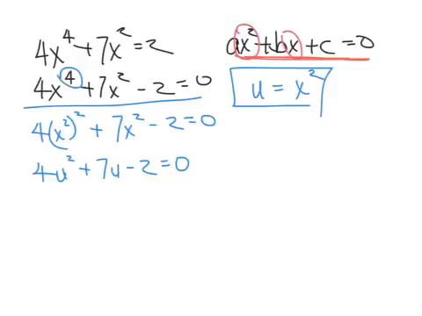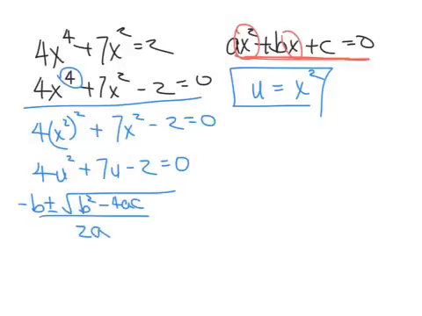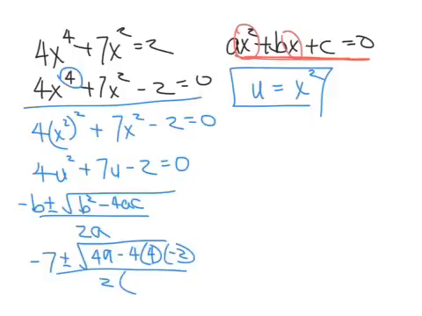And I can solve it using the quadratic formula, I can solve it using completing the square, or I can solve it by factoring it. So let's do quadratic formula. Negative b plus or minus the square root of b squared minus 4ac over 2a. Okay, so negative 7 plus or minus the square root of b squared, 49, minus 4 times a is 4, times c is negative 2, all over 2 times, what is my a? 4.